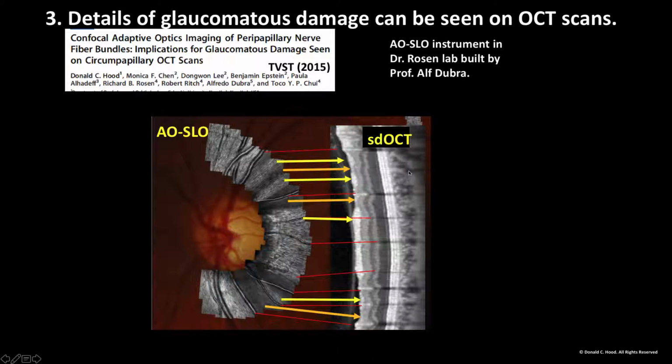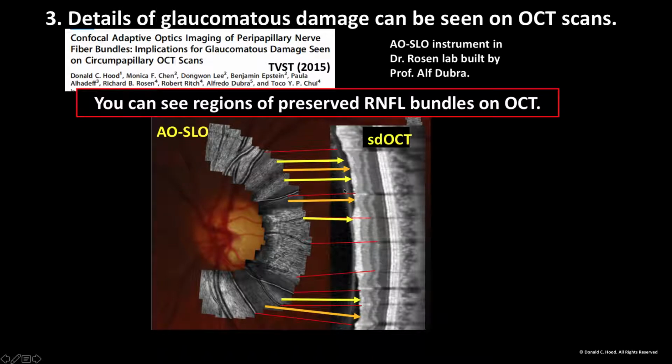This took about a second and a half and then a few seconds to analyze. All right, now I want you to notice that these are abnormal regions with abnormal reflective bundles of retinal nerve fiber layer. And you can see where you have abnormal bundles, you have highly reflective retinal nerve fiber layer. Where the bundles are missing, there's almost nothing here. Bundles, you see something. Missing, almost nothing, and so on. All right? So you can see regions of preserved retinal nerve fiber bundles on OCT.